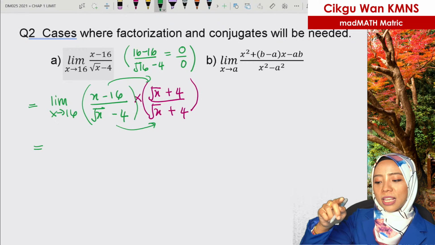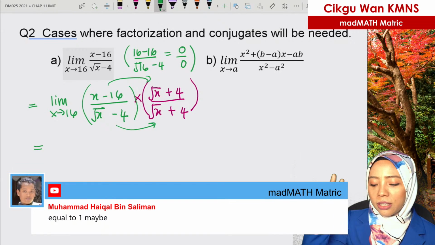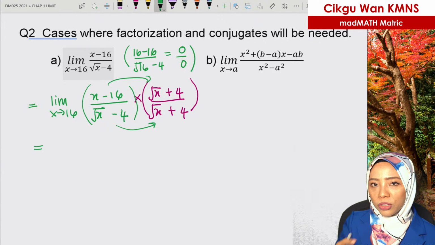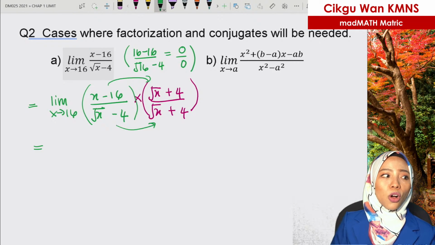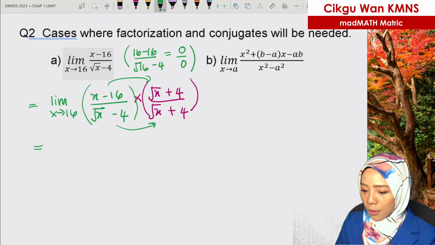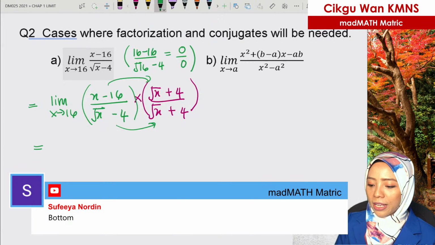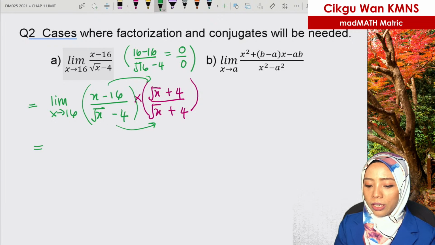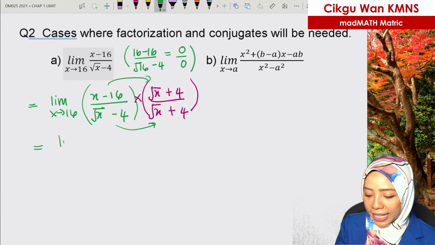Okay, now the second question I ask you: do we have to expand top and bottom, or both? Okay, Sufia said bottom. Why? Yes, Sufia is right. We don't expand at the top, because we want to remain as a factor. Later on, we want to cancel out.